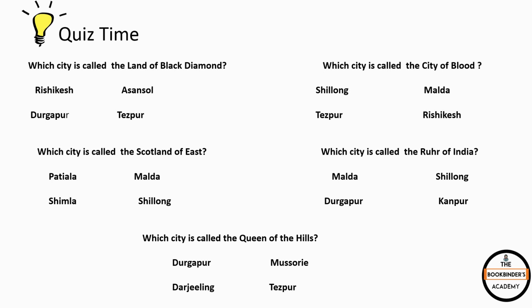Which city is called the land of black diamond? Asansol, the mineral-rich land, is called the land of black diamond. Which city is called the city of blood? Tezpur, which can be translated into blood city, is called the city of blood. Which city is called the Scotland of the East? We've already discussed the European settlers referred to Shillong as the Scotland of the East. Which city is called the Ruhr of India? It is Durgapur. Which city is called the Queen of Hills? It is Darjeeling. Please don't confuse it with Mussoorie.